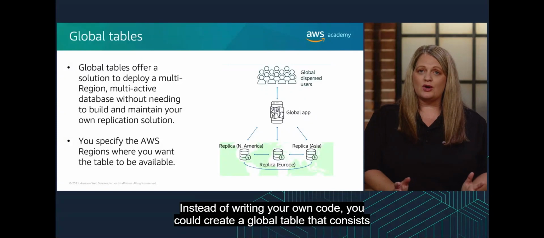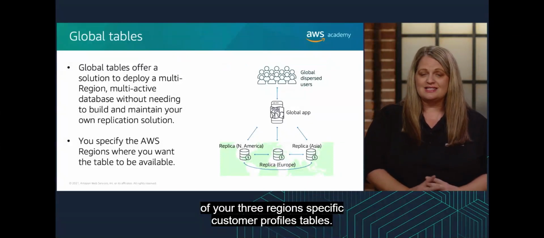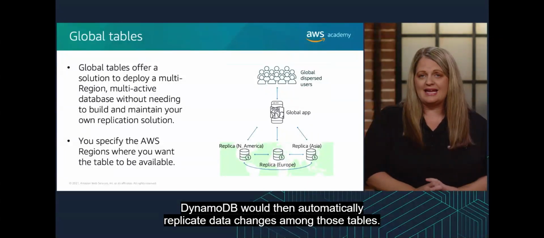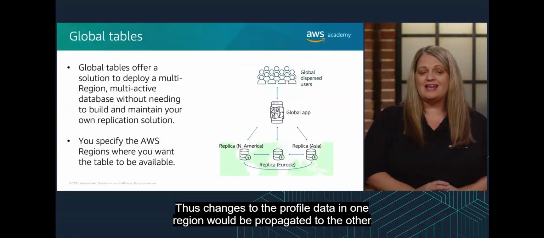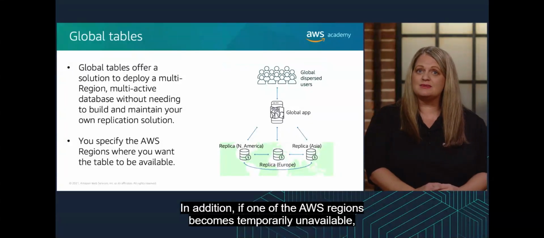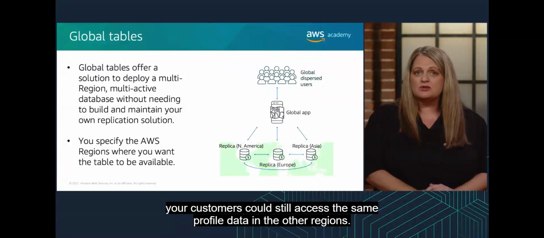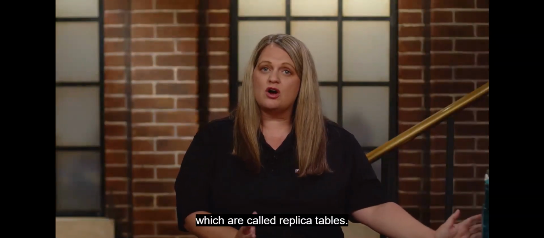Instead of writing your own code, you could create a global table that consists of your 3 region-specific customer profiles tables. DynamoDB would then automatically replicate data changes among those tables. Thus, changes to the profile data in one region would be propagated to the other regions. In addition, if one of the AWS regions becomes temporarily unavailable, your customers could still access the same profile data in the other regions.